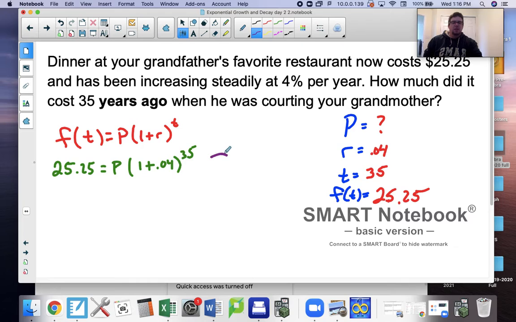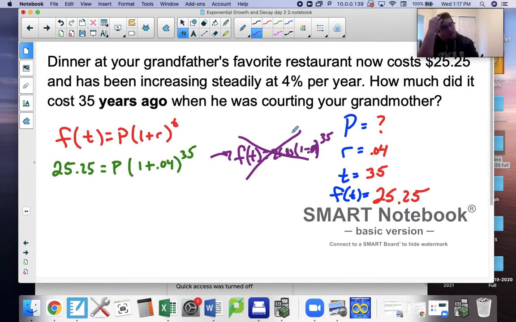Unfortunately, we can't just rewrite this equation and go, all right, well, that's a growth. Why don't we just work backwards and set up this problem? f of t equals 25.25, but the price needs to decline for 35 years at 4%. Fortunately, these two answers do not yield the same number that we want.